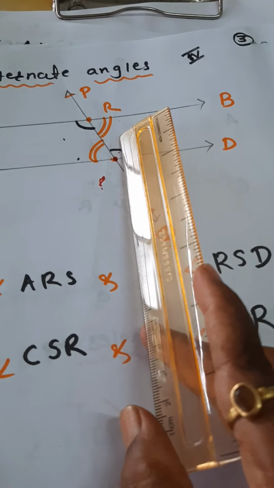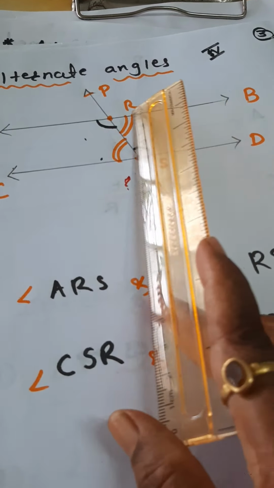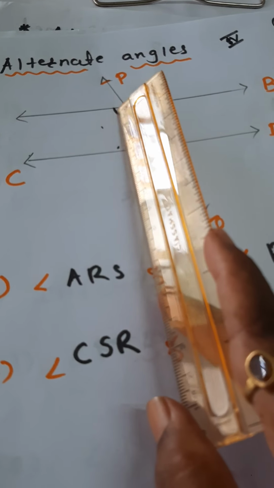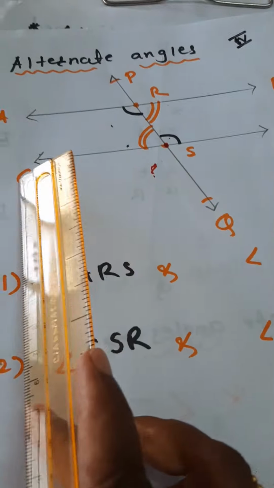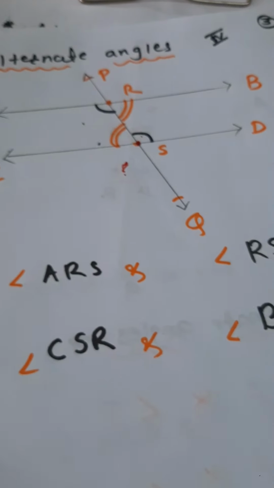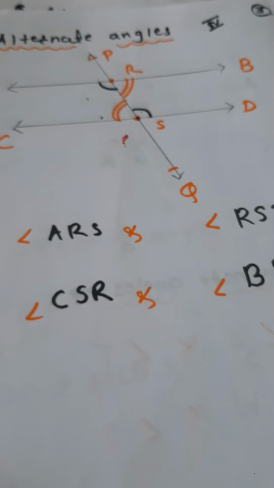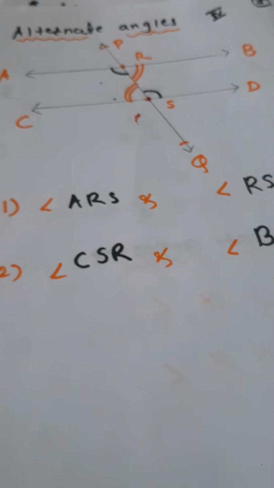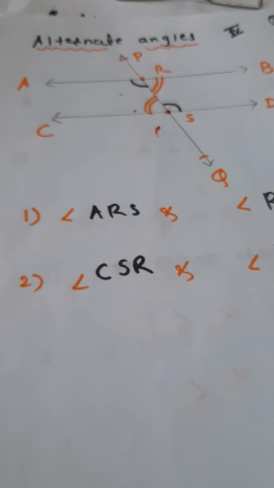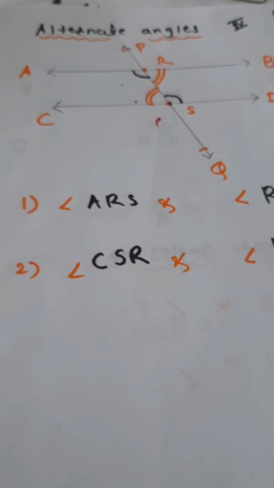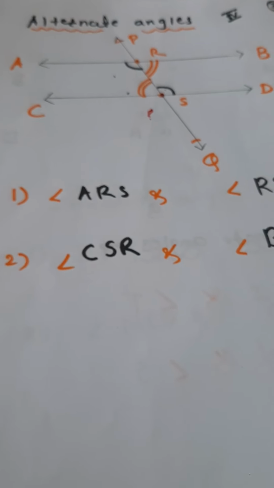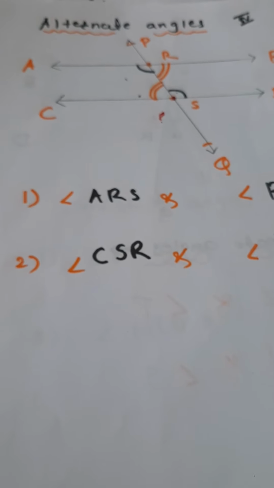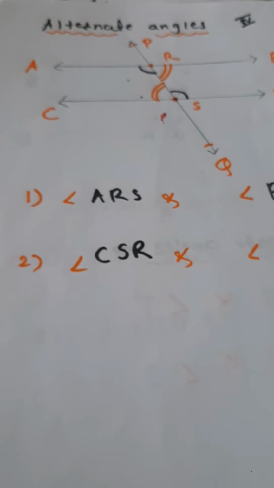Second pair, this angle and this angle. How this angle is formed? BRS. And how this angle is formed? RSC. So this is the pair of alternate angles. So in this lesson you have studied 3 types of angles made by the transversal. First one is corresponding angles, second one interior angles, and third one alternate angles.